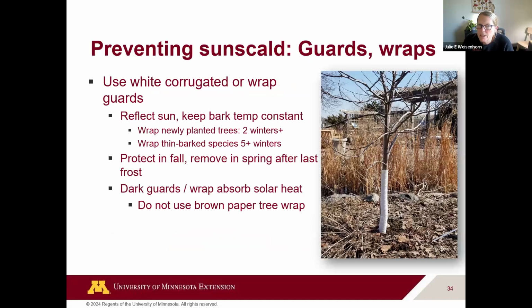So how do you prevent sun scald? You can use what's called a tree guard. And here you see it, a white tree guard. The white color reflects the light, so it helps to keep the temperature of the bark underneath the guard consistent with the rest of the tree. So it's keeping it dormant, it's keeping it cooler because it's reflecting any kind of sun that's going to heat up that tissue.